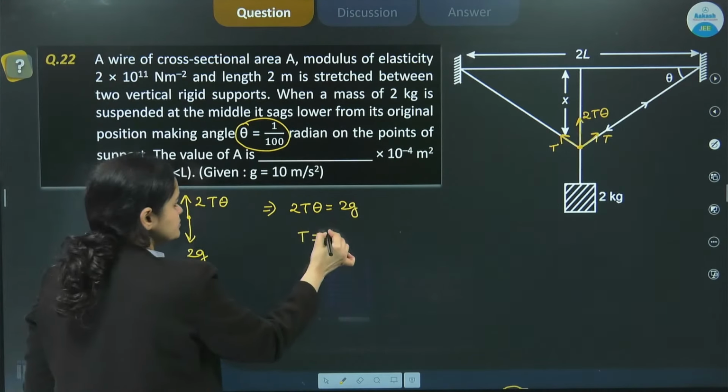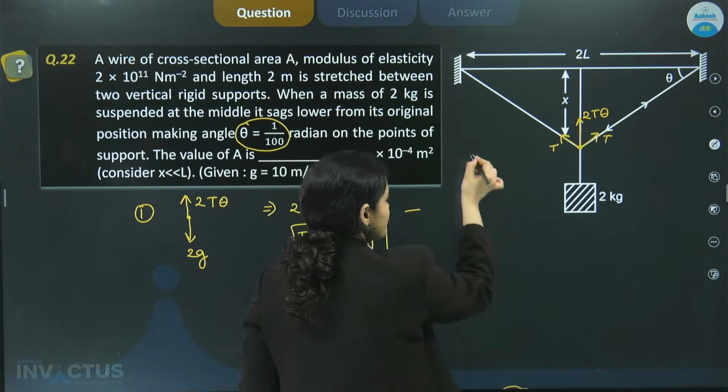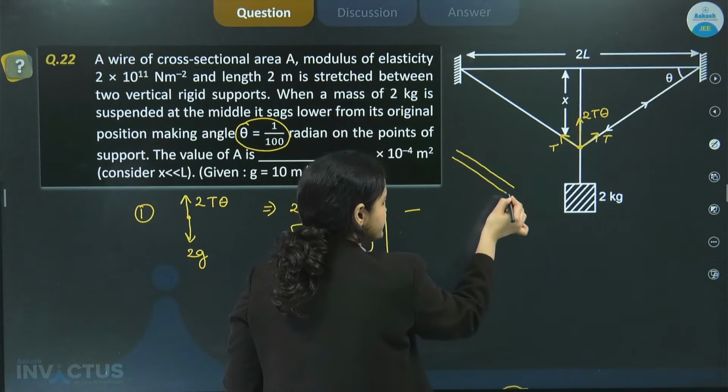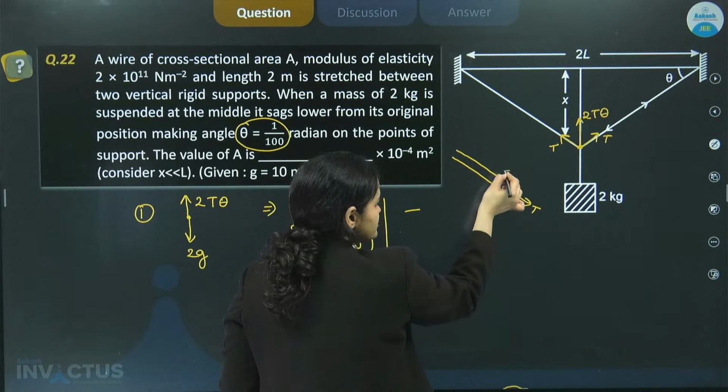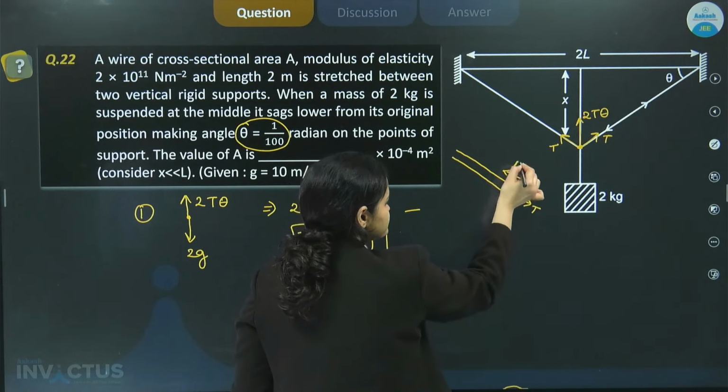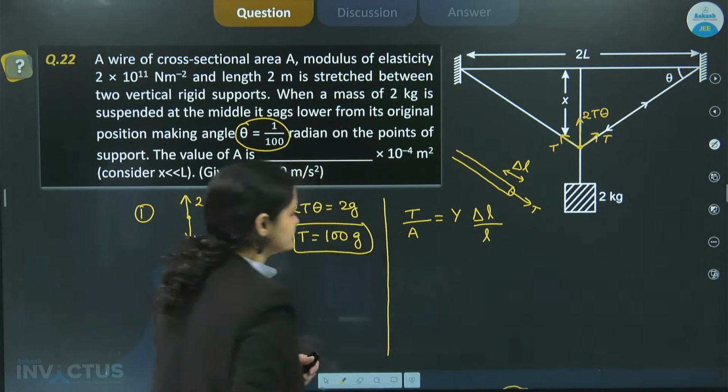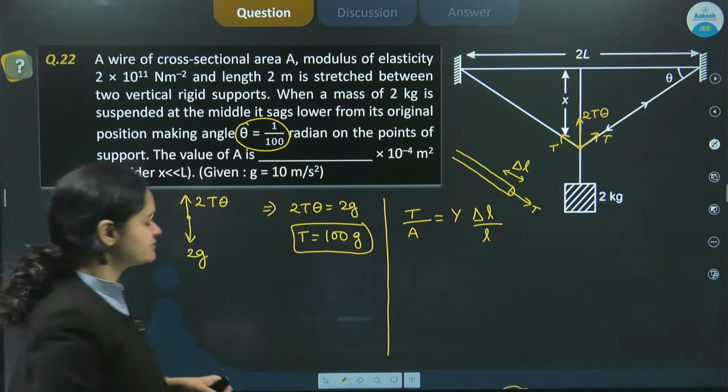Next is we have to find out the area. For that, now we will be requiring the concept of stress and strain. We will apply Hooke's law. So stress for this wire, if you consider this complete wire, the tension over here is T, okay? So the change in length in this, if I consider this to be delta L, we can apply Hooke's law as T by area is equal to Y into delta L upon the original length of the wire, that was L. Okay? Original length was L.